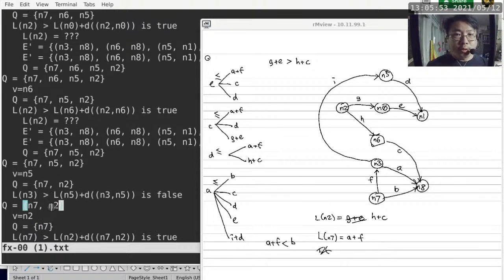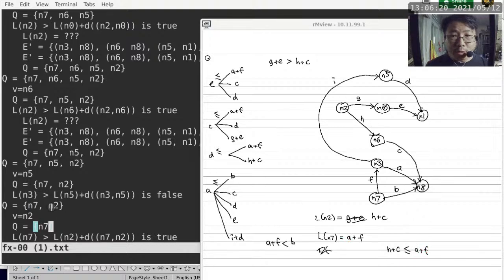Okay, now between N7 and N2, we chose N2. So we have to look at the L value of N2, which is x plus c, and we say x plus c is less than or equal to the L value of N7. The L value of N7 is still A plus F, so that's the relationship.